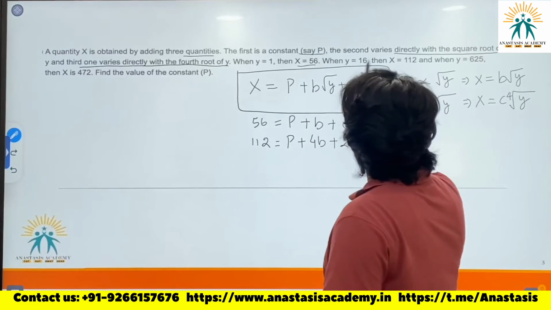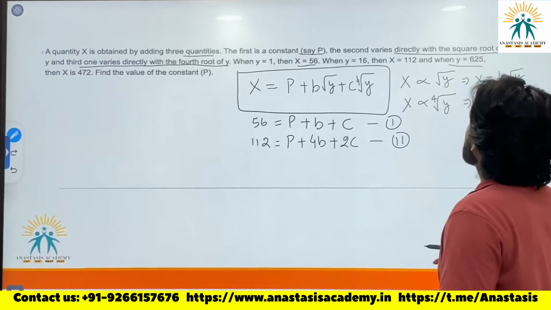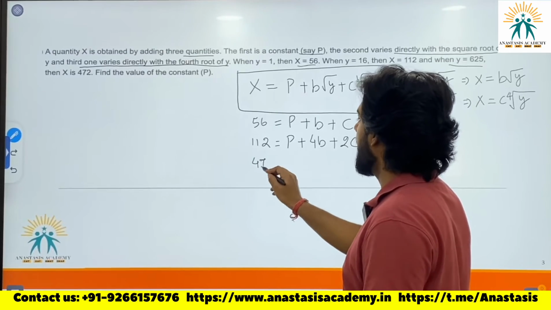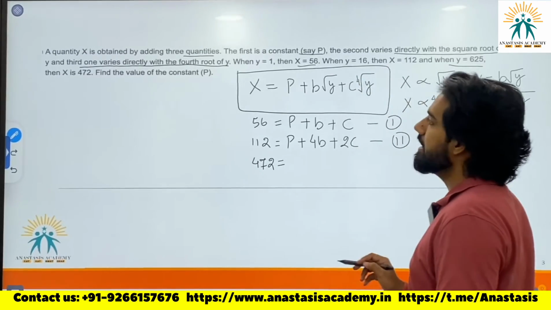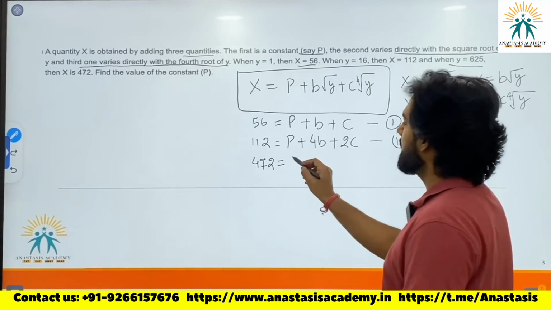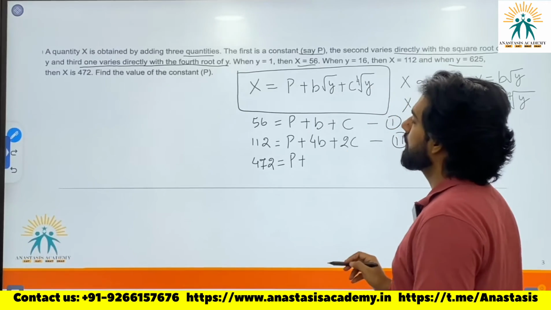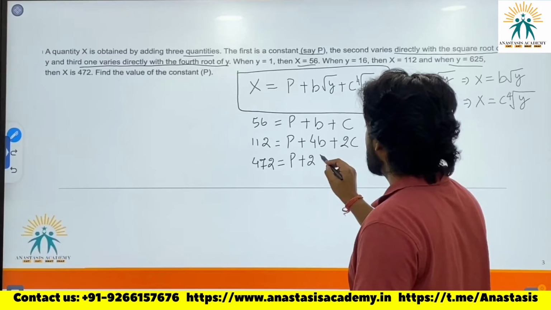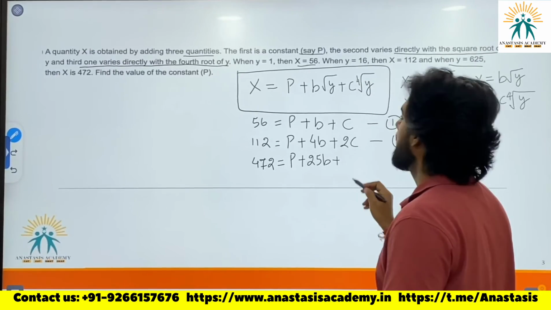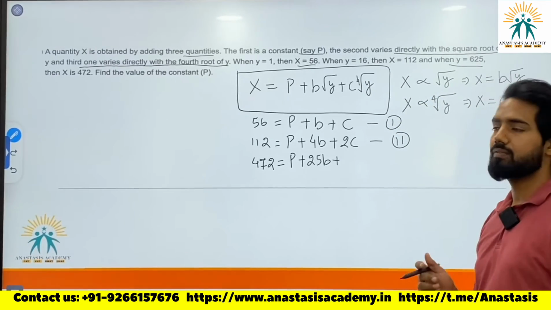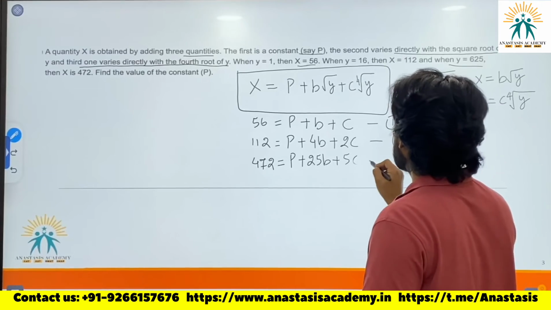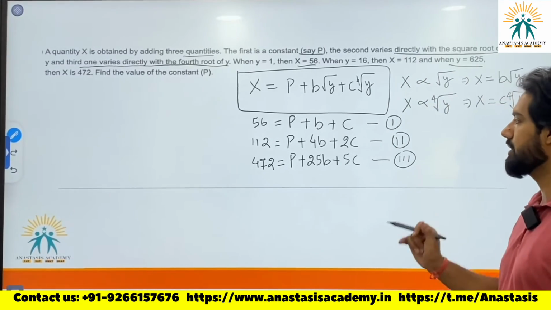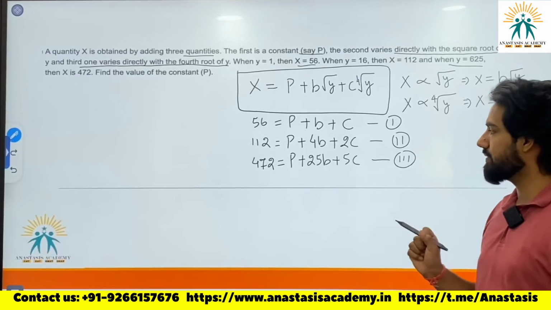Now one more piece of information is given: when y is equal to 625, x is 472. So x is 472 when y is 625. So it is p plus, the square root of 625 is 25, so 25 times b, plus the fourth root of 625 is 5, so 5 times c. This is the third equation: 472 is equal to p plus 25b plus 5c.